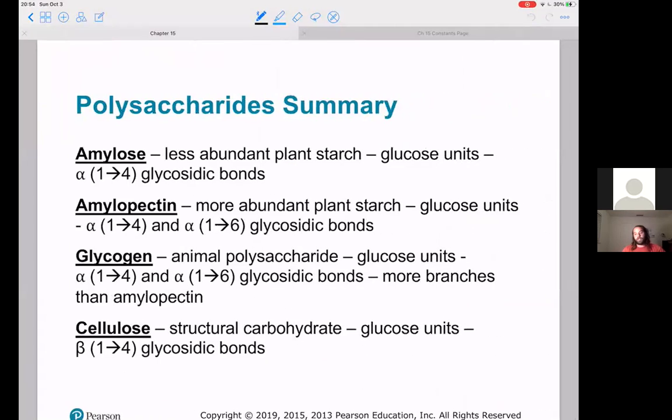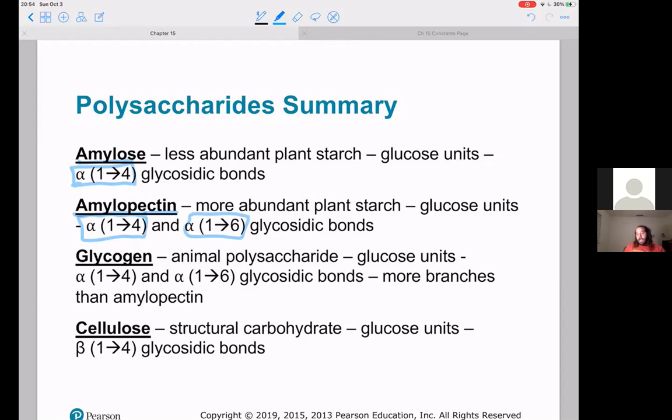Okay, here's like the cheat sheet of what we need to know about polysaccharides. Amylose: less abundant plant starch made up of glucose units and the alpha-1,4 glycosidic bond. Amylopectin: more abundant plant starch than amylose, also made up of glucose units, and it has those straight chain alpha-1,4 glycosidic linkages, as well as these alpha-1,6 branch points.